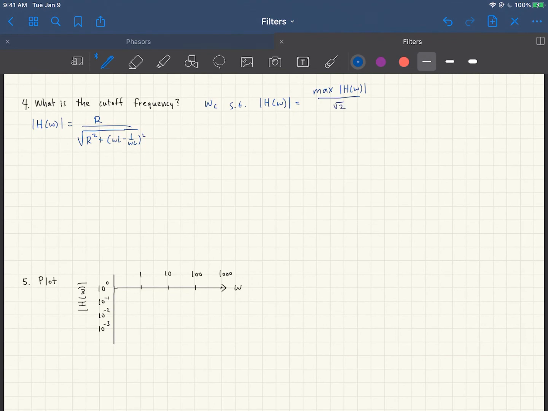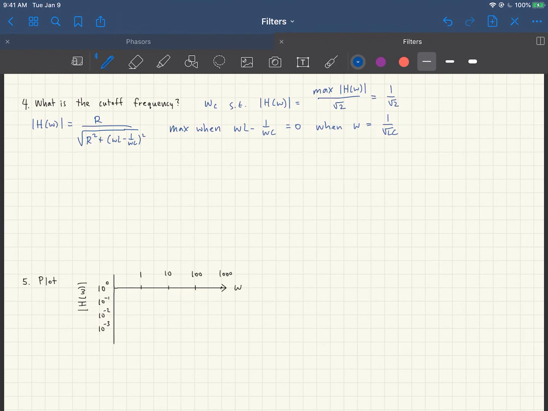So the first thing we need to do is to compute the max magnitude. And the max magnitude will actually be when omega L minus 1 over omega C is equal to 0. And this is when omega is equal to 1 over the square root of LC. So we know the max is in fact equal to, when this is 0, R over the square root of R squared, so the max is 1. So we want to find when the magnitude is equal to 1 over the square root of 2.